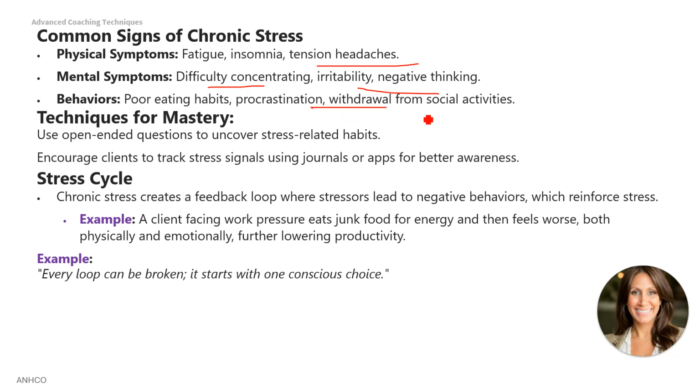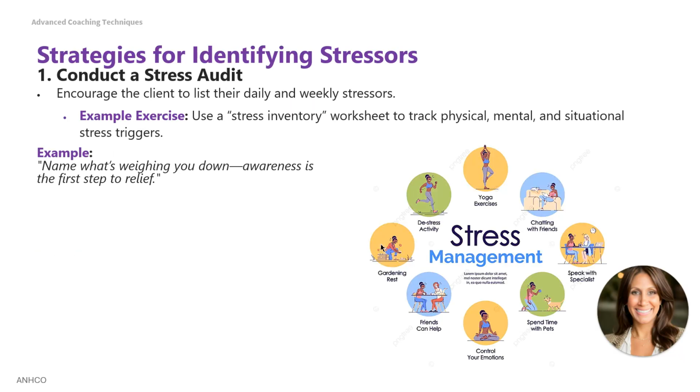Techniques for mastery. Use open-ended questions to uncover stress-related habits. Encourage clients to track stress signals using journals or apps for better awareness. The stress cycle. Chronic stress creates a feedback loop where stressors lead to negative behaviors, which reinforce stress. For example, a client facing work pressure eats junk food for energy and then feels worse, both physically and emotionally, further lowering productivity. Every loop can be broken. It starts with one conscious choice.